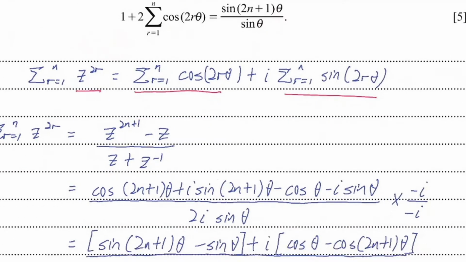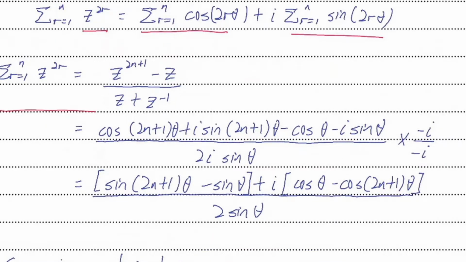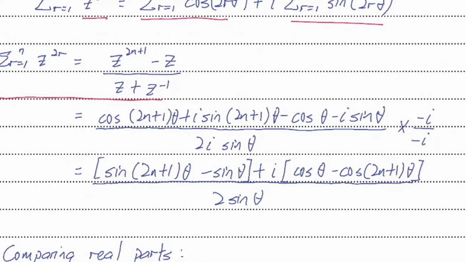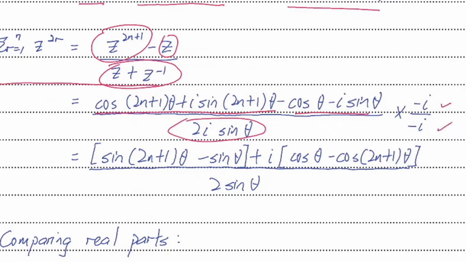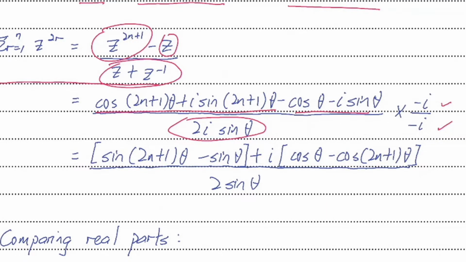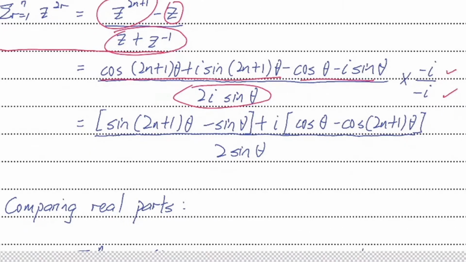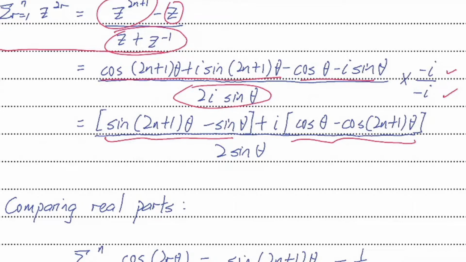We have already proven this earlier result, so we can just write out everything from there. z to the power 2n plus 1 is this, and z is this. For the denominator, they purposely ask us to express it in this form because it is a nice result: 2i sin theta. We want to get rid of the i in the denominator, so we can multiply by either i, or for me, I'll multiply by negative i. It's up to you. Once we tidy up everything, we have one real part and also the imaginary part.